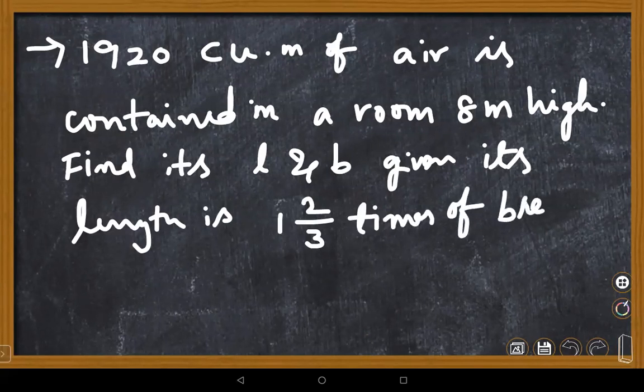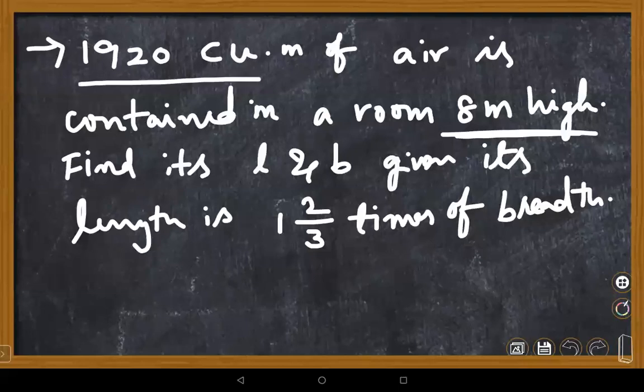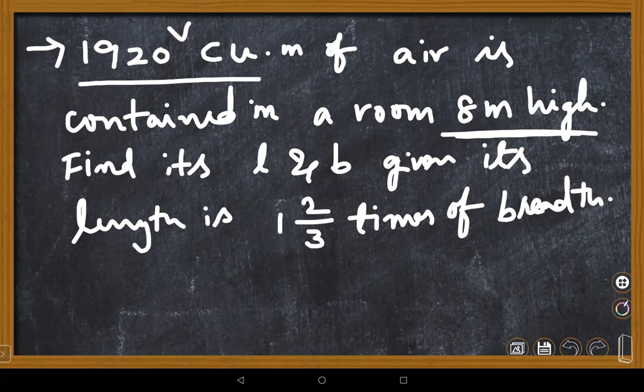In this question, children, whatever the given things are there: the height is given. What is the height, children? 8 meters. Volume is given. What is the volume? What is the shape here? By observing, ma'am, it's a cuboid. Very good. Room means it's a cuboid. So you know that the volume is 1920 cubic meters. You're supposed to find the area of the floor, children.